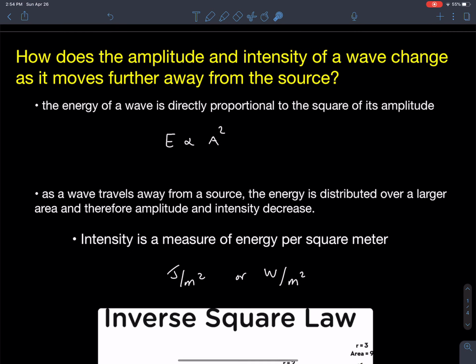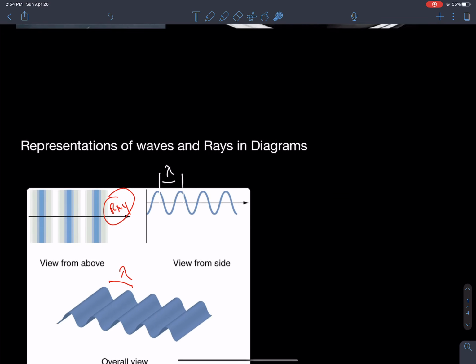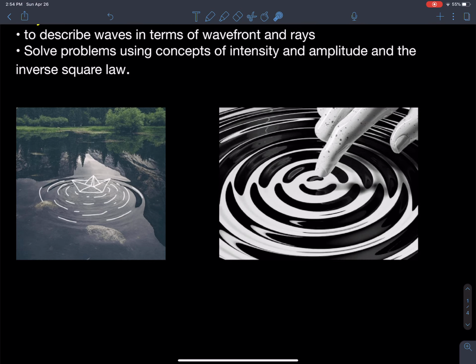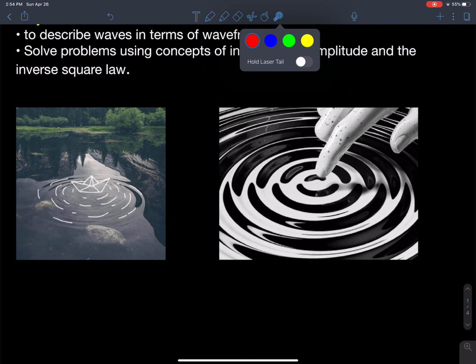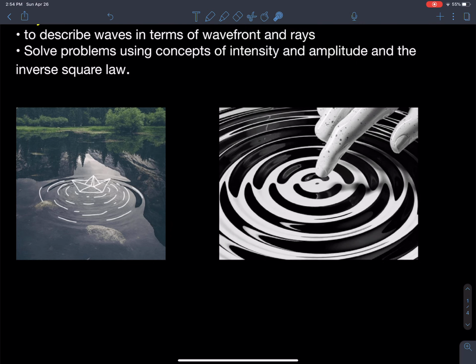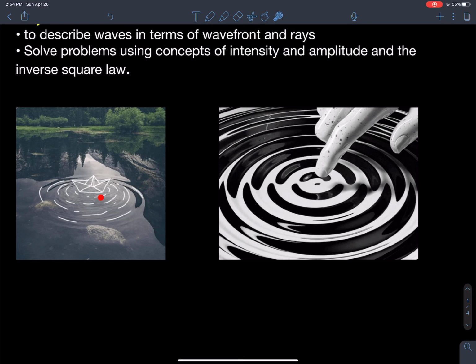All right, so let's get to it. How do the amplitude and intensity of a wave change as it moves away from the source? So remember, I had these pictures of these waves moving from the source, and you can see in this diagram, it depicts it a lot better, where the intensity seems to drop off as the wave is moving through the pond. It tends to weaken out.